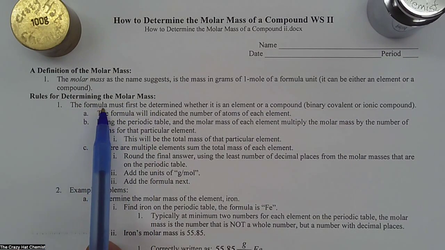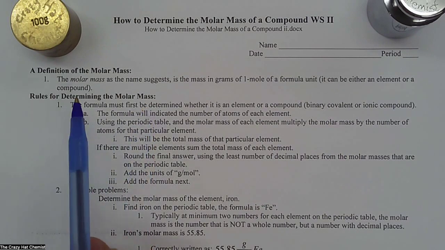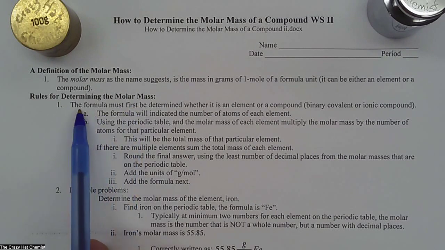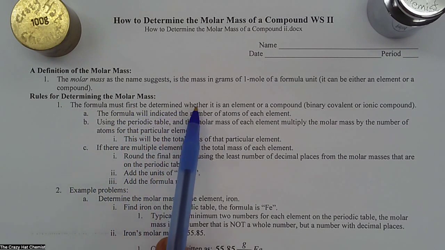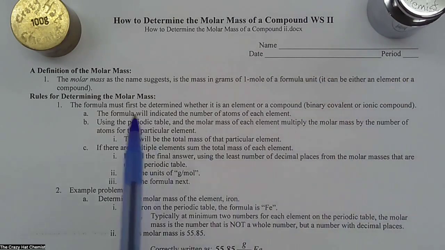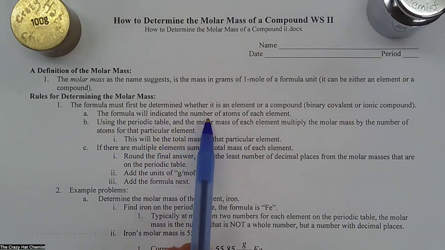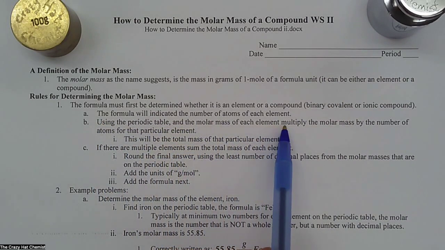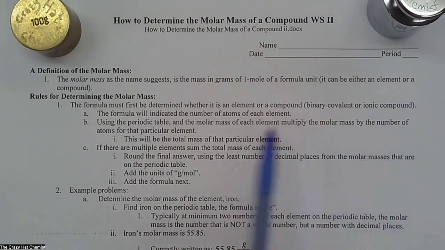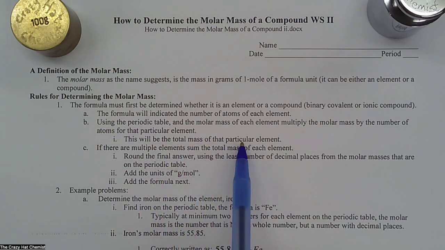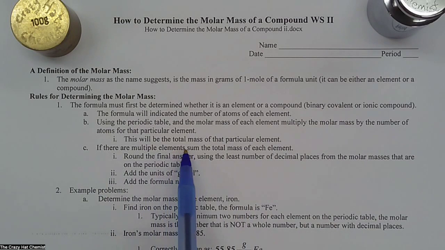Number 1, the formula must first be determined whether it is an element or a compound, binary covalent or ionic compound. The formula will indicate the number of atoms of each element. Using the periodic table and the molar mass of each element, multiply the molar mass by the number of atoms for that particular element. This will be the total mass of that particular element. If there are multiple elements, sum the total mass of each element.